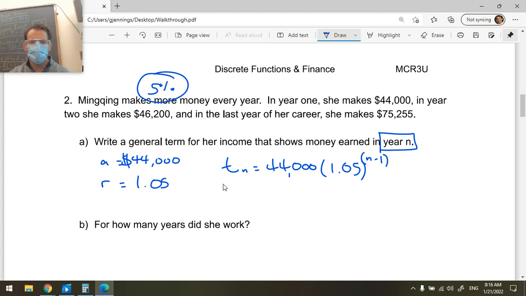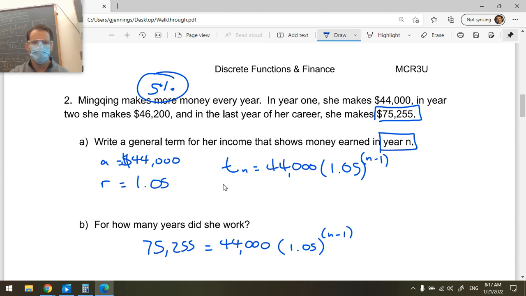If I want to know how many years did she work, well, I've got some BEDMAS to do here. This is the money she makes in the final year of her career. So I know that 75,255 is equal to 44,000 multiplied by 1.05 raised to the power n minus 1. Okay. I don't know n.